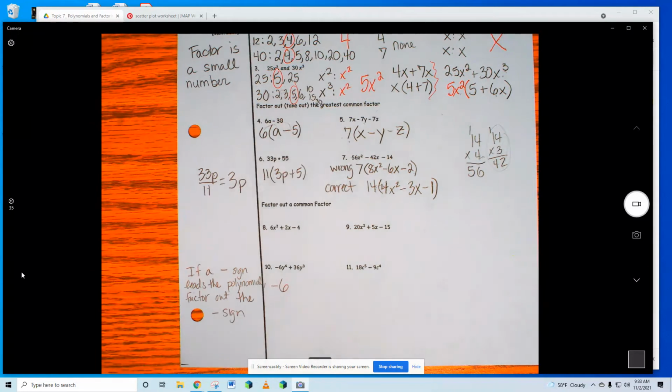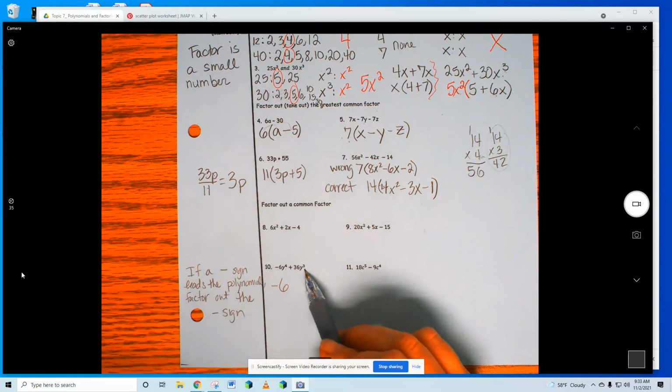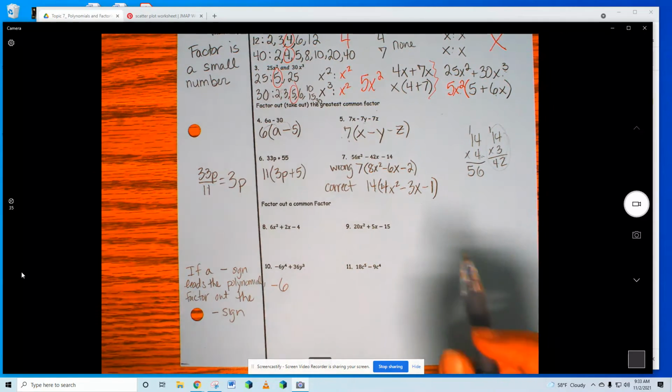How many y's do they both have? This has 4 of them, that has 3 of them. What do they both for sure have? 3.